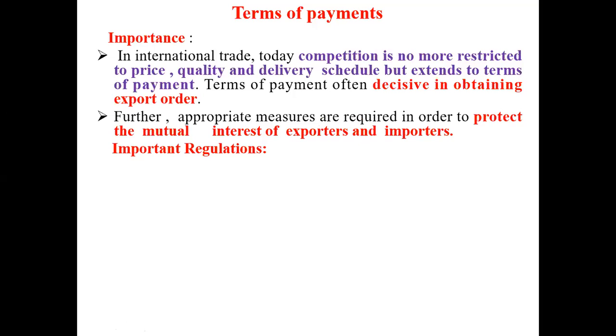thinks that in spite of dispatching the product, he may not get the payment. On the other hand, the importer thinks that even if he makes the payment to the exporter, he may not get the delivery of the goods. So there is a deadlock between the exporter and the importer. To break this deadlock, the terms of payment is very decisive, and we have to think of an appropriate measure so that both the exporter and importer are satisfied and their mutual interest is maintained.